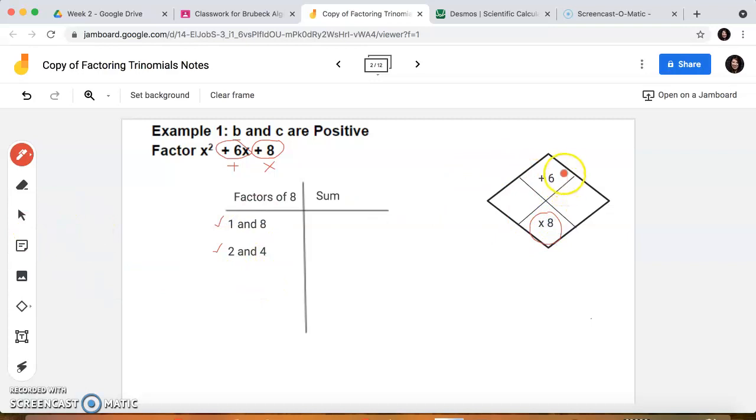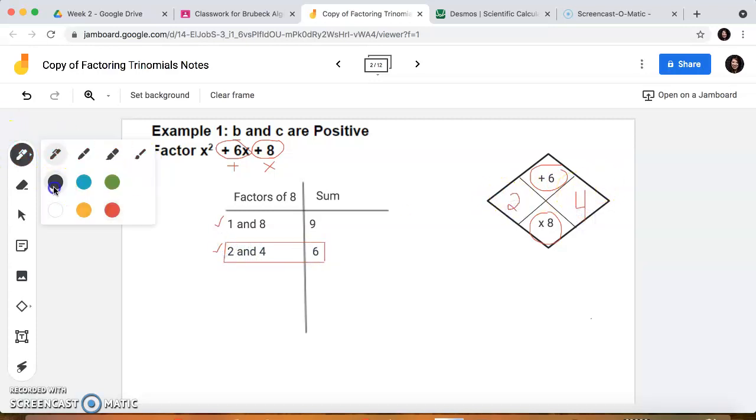Now we need to figure out which one adds to get us 6. Well, if we do 1 plus 8, we're going to get 9. Oops, so that's not going to work. But if we do 2 plus 4, that will add to be 6. And so that's the one we're going to use. We're going to use the 2 and the 4 because it adds to be 6. So we're going to write 2 here and 4 here.